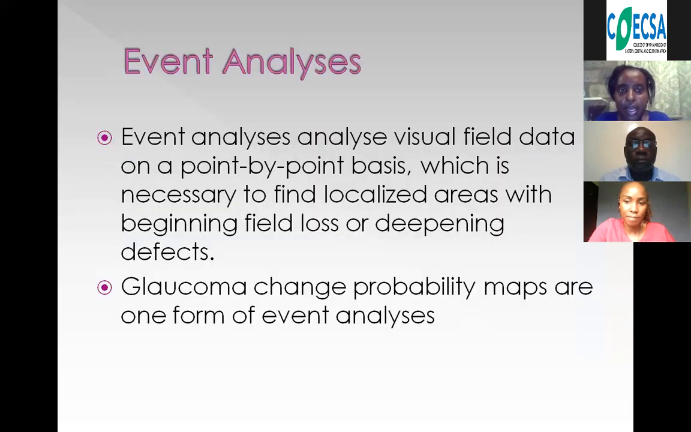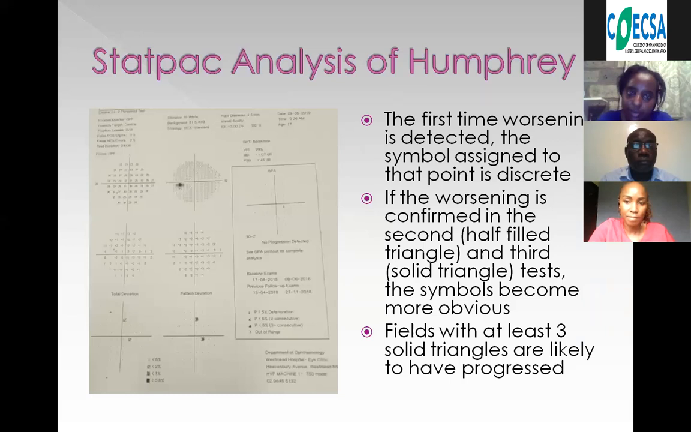The event analysis takes a point-by-point basis, and then finds localized areas where there's a beginning of field loss or a deepening of the existing field loss. The Glaucoma Progression Analysis, the GPA, is an example of this analysis. So this is an example. On the right side there, it's written GPA.